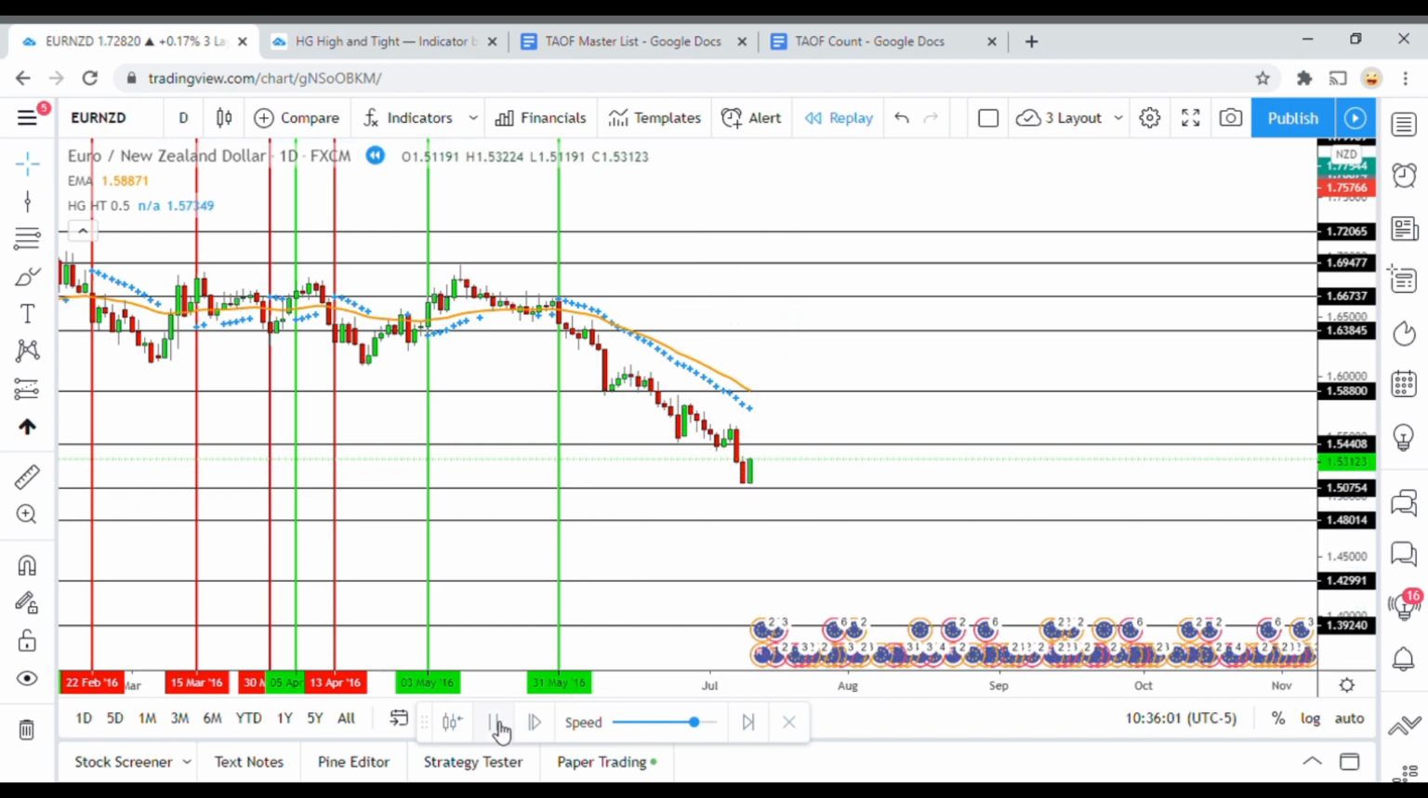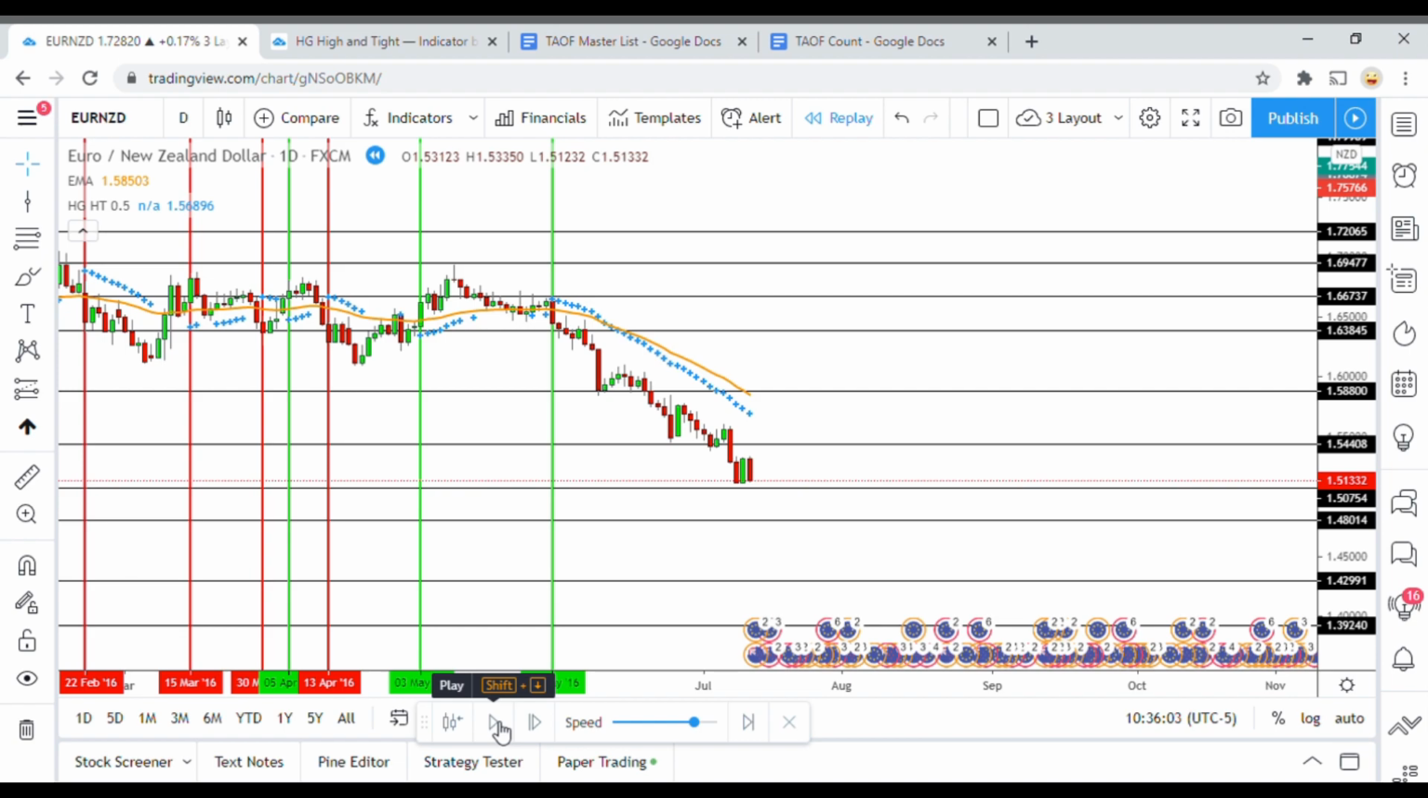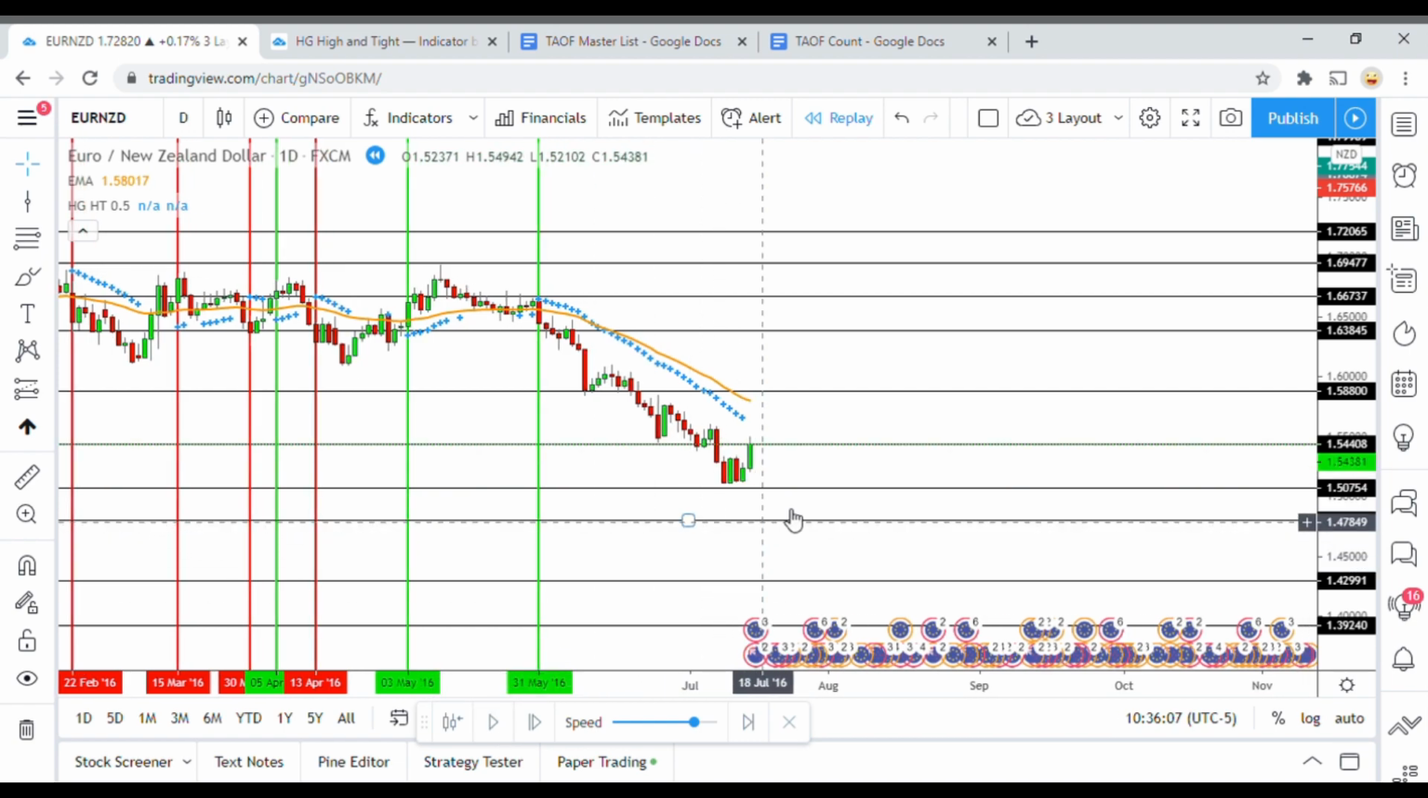Now it's come down to the next level, bounced off that area. Still no real good price action setup. Let's keep playing it forward. All right, right there. It's a pretty decent price action setup. That's something that I would consider a valid entry at that point.